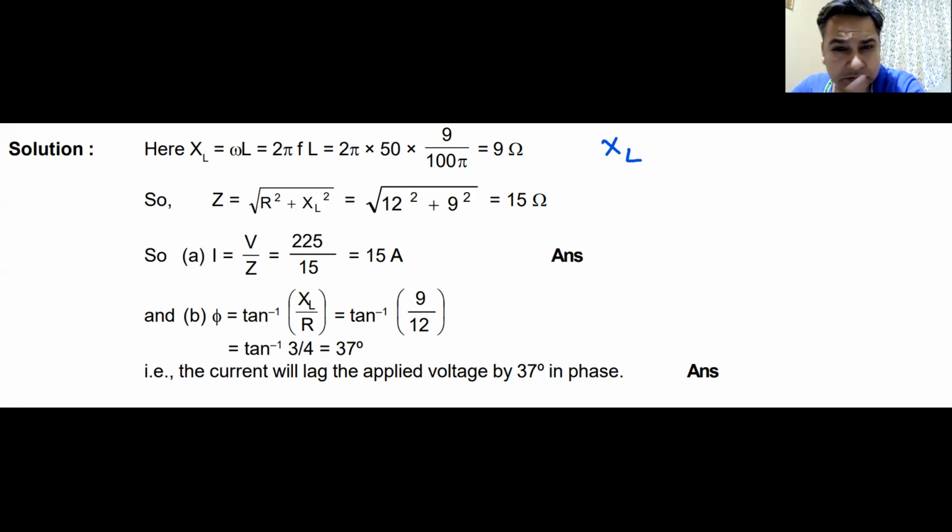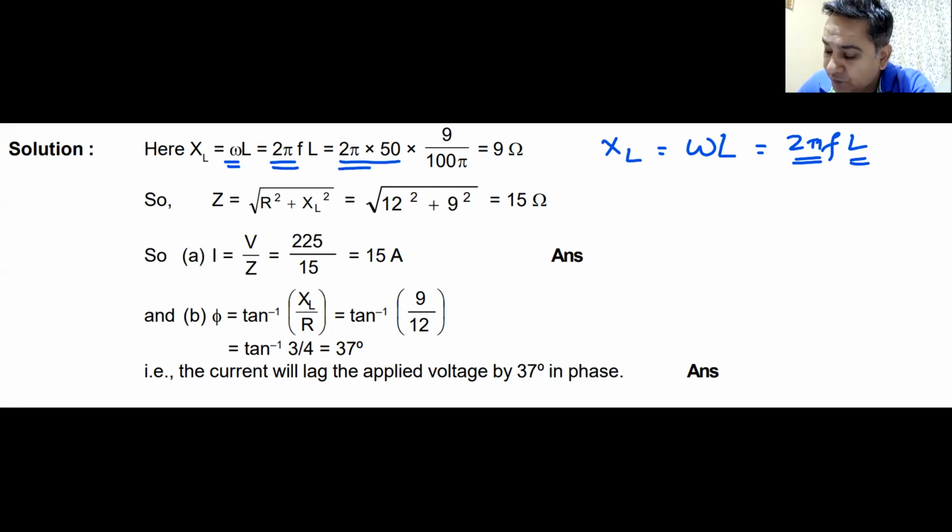XL, inductive reactance, is omega L, omega multiplied by L. How do you get the value of omega? Omega is 2 pi F, where F is the frequency. So 2 pi F into L, 2 pi into 50 multiplied by L. Everything gets cancelled. We have 9 ohms as the inductive reactance. I hope you have understood this.